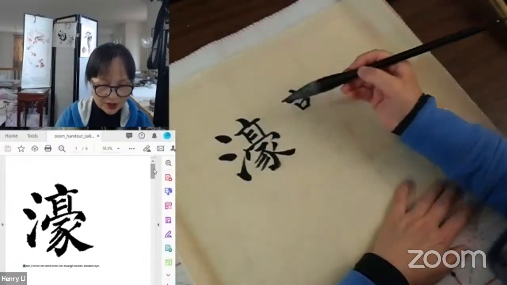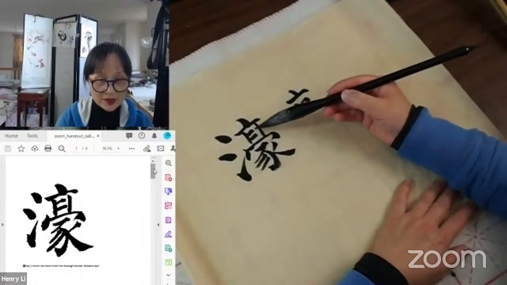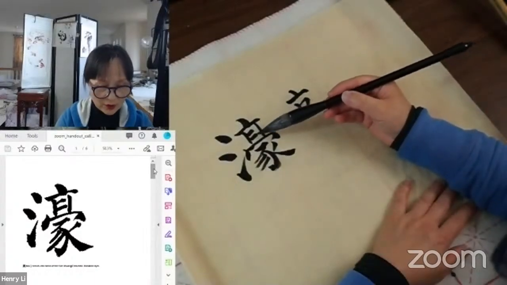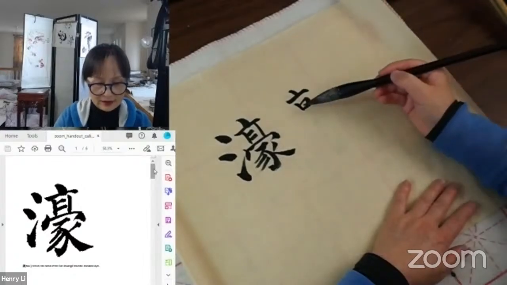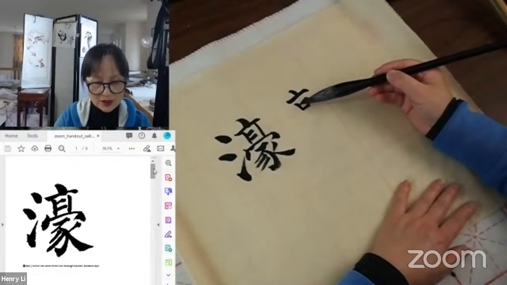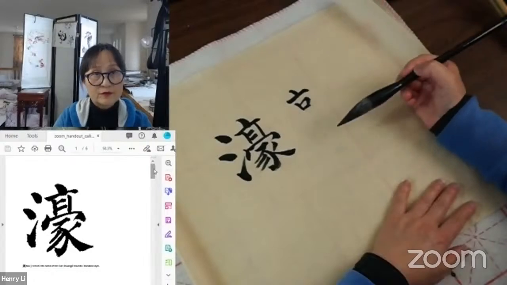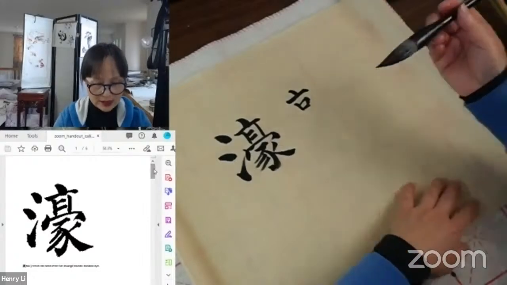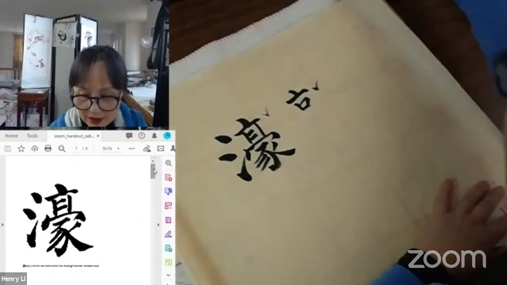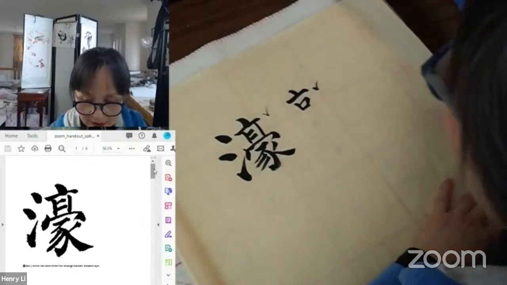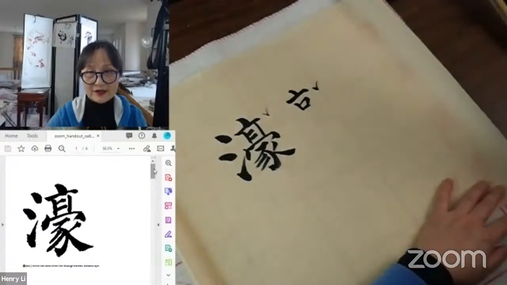So this part, two horizontal ones, two horizontal ones, two vertical ones, can also be formed. See, two horizontal ones and two vertical ones can be formed like the character for mouth. It just depends on different people's writing. They're all correct. Okay, this is the standard style of "river".